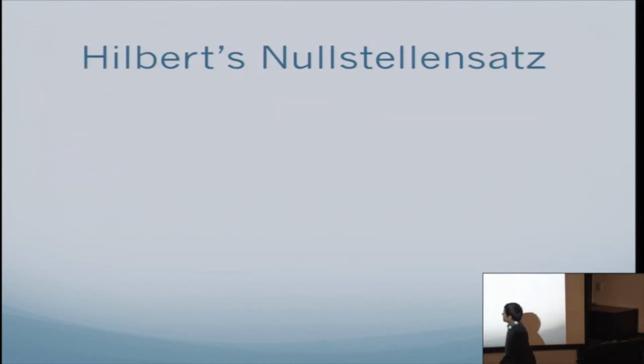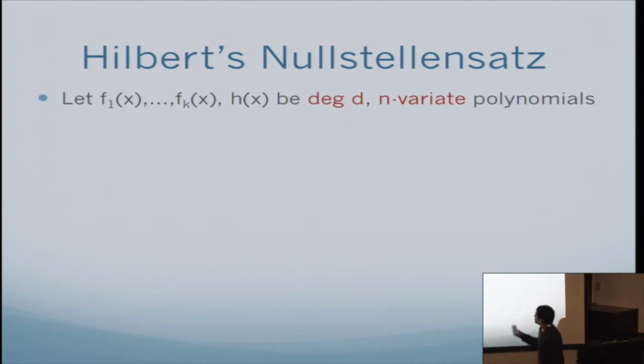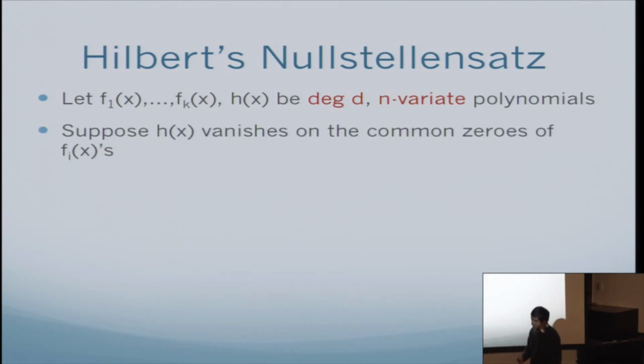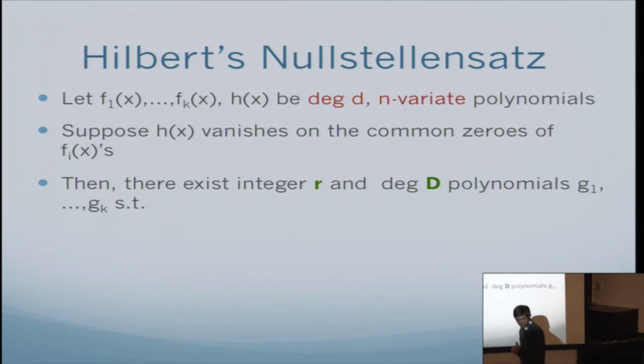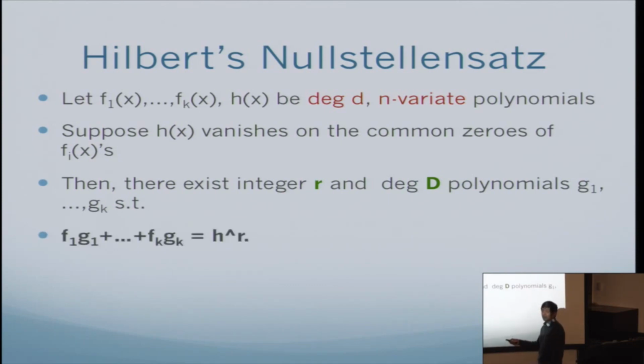All right, so let's look at the Hilbert Nullstellensatz. So you have these k polynomials f_i of degree d, and then you have another polynomial h of x. The promise is that h of x vanishes on the common zeros of the f_i's. Then there exists an integer r and D, capital D, such that you have these multiplier polynomials g1 through gk such that summation f_i g_i equals h to the r. The field has to be algebraically closed.